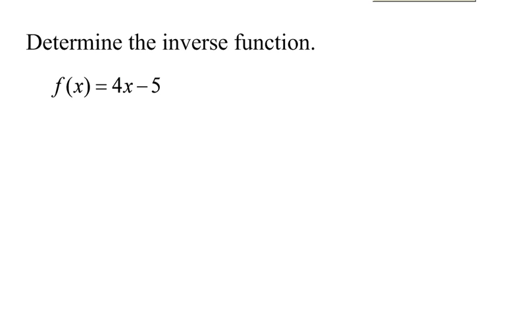You'll want to write down this problem. F of x equals 4x minus 5. There's our original problem. And in the next step, we're going to want to switch x and y. But first we need to understand that this is the same thing as saying y equals 4x minus 5. So we're going to switch x and y. So we get x equals 4y minus 5. We've just done the first step, which is to switch x and y.